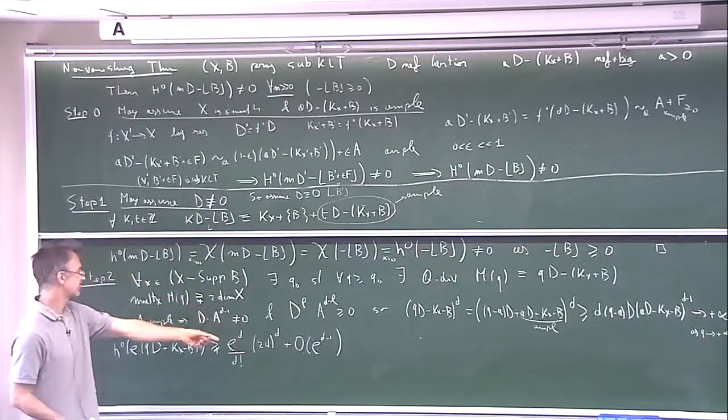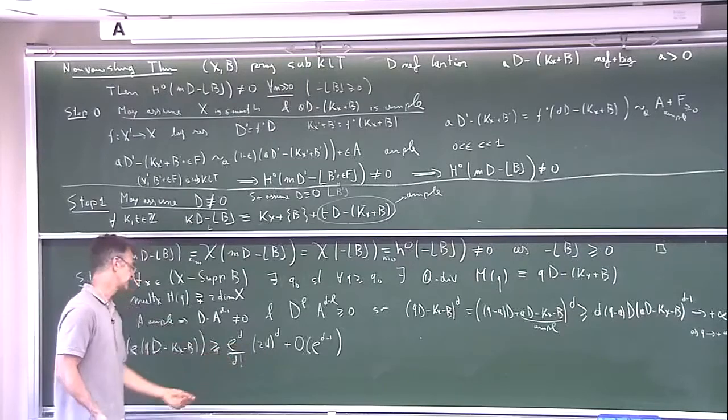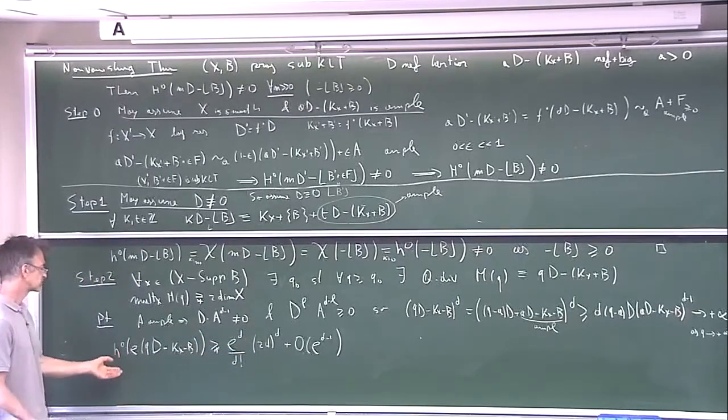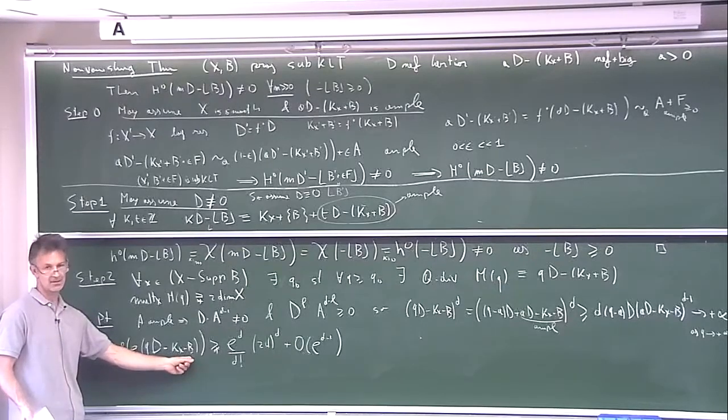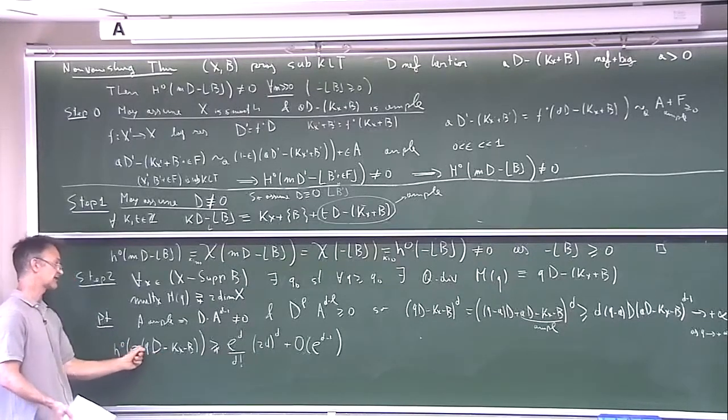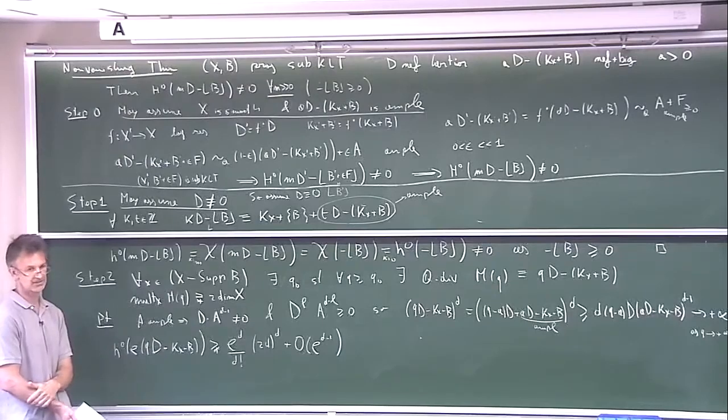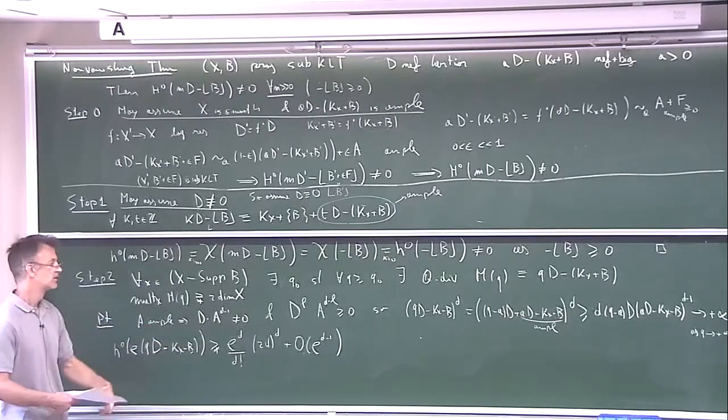It goes to infinity, so I can assume it's bigger than 2d to the d. So that doesn't tell me anything about how many sections qd minus kx plus b has, but it does tell me asymptotically, as e gets bigger and bigger, how many sections that linear series has. And it's a lot.